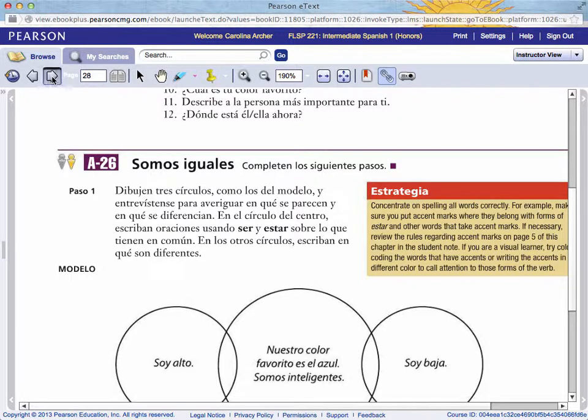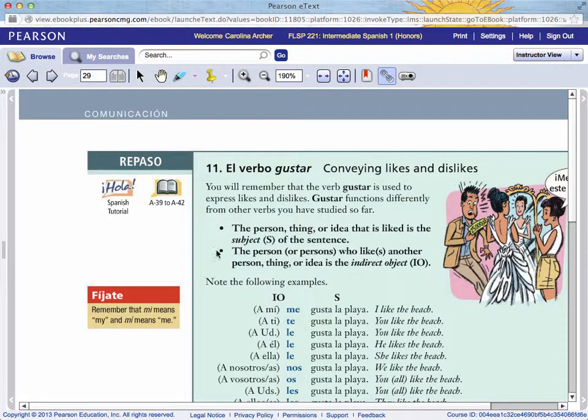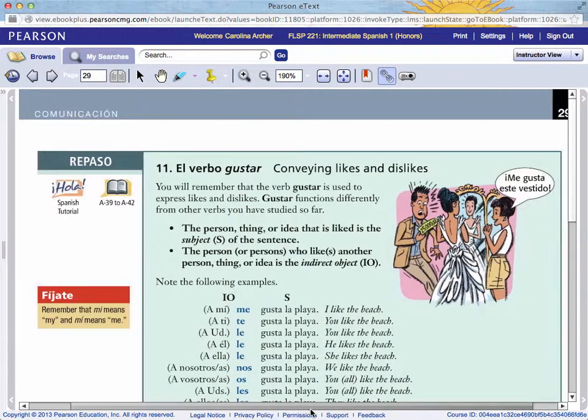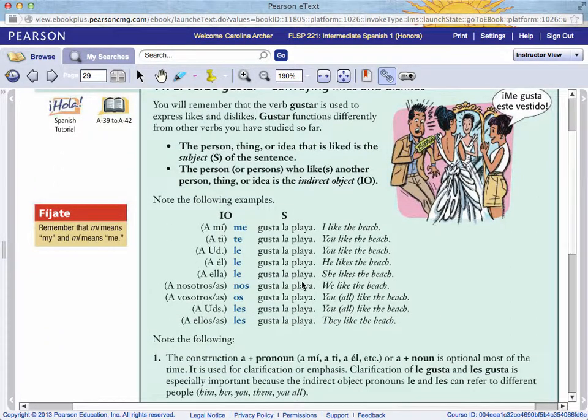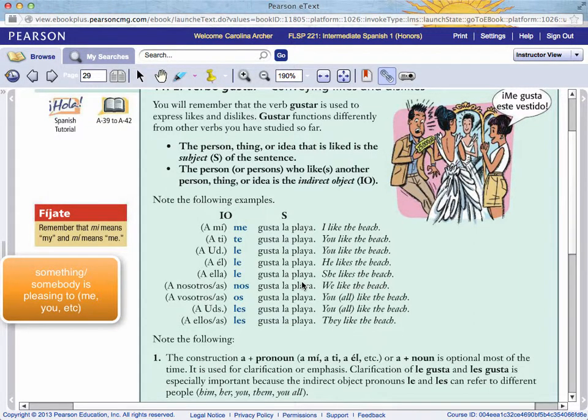Okay? Y lo último, vamos a hacer el verbo gustar. To talk about what you like and what you dislike. Okay? The verb gustar is used to express likes and dislikes. Gustar works differently from other verbs that you know. Okay, the person or the thing or the idea that is liked is actually the subject of the sentence.